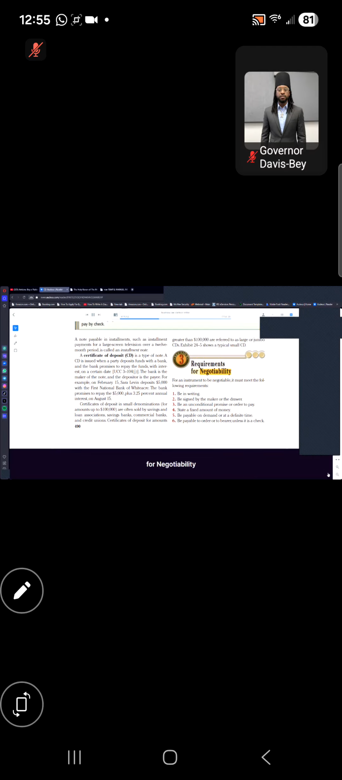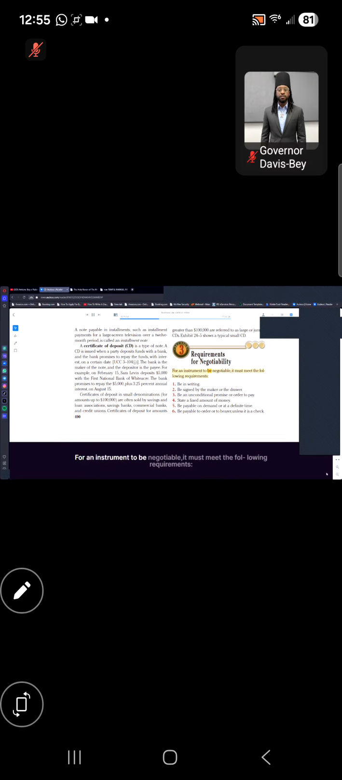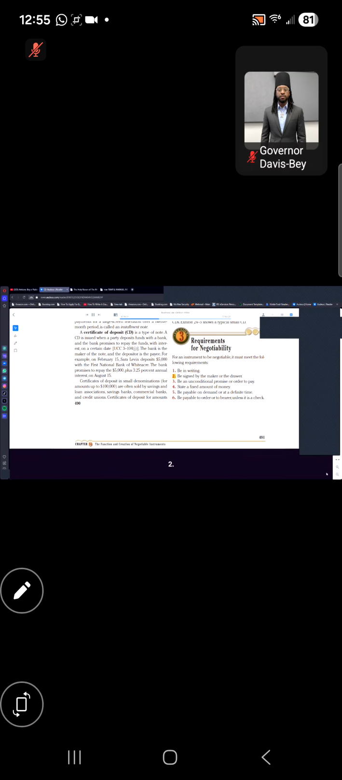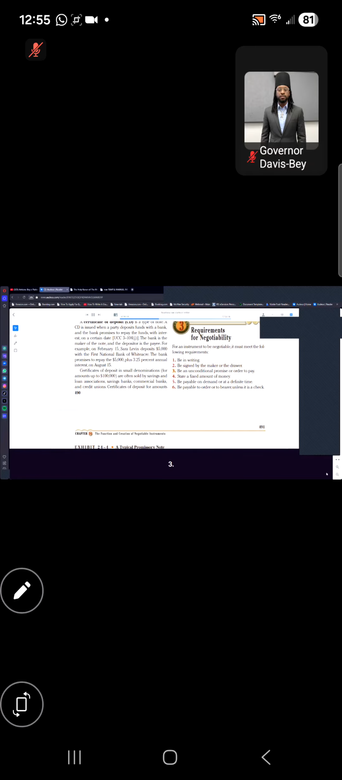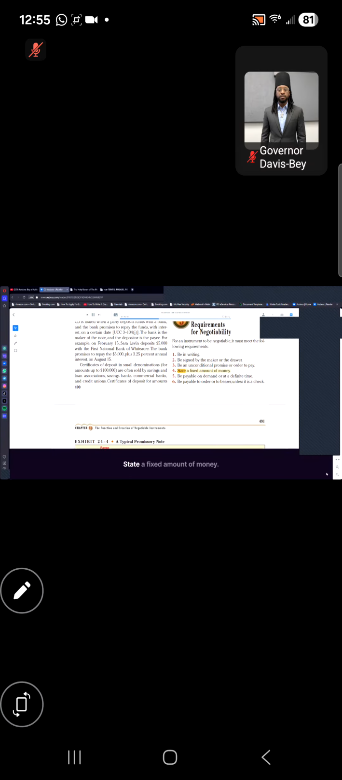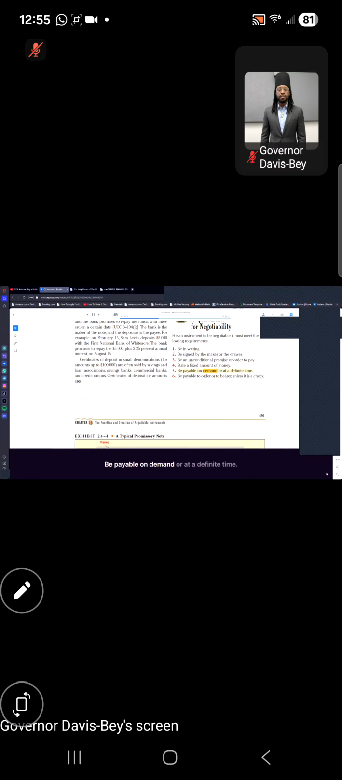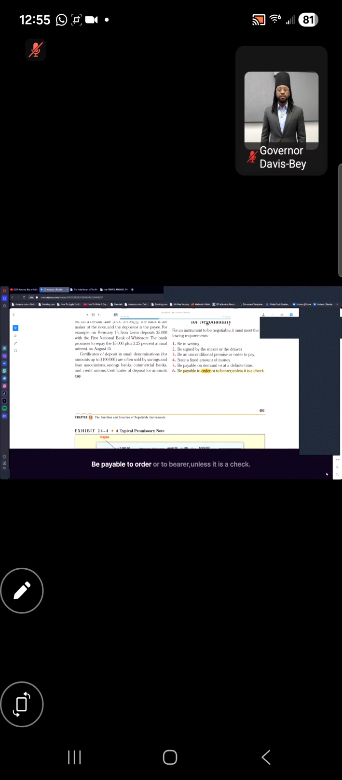Requirements for negotiability. For an instrument to be negotiable, it must meet the following requirements. 1. Be in writing. 2. Be signed by the maker or the drawer. 3. Be an unconditional promise or order to pay. 4. State a fixed amount of money. 5. Be payable on demand or at a definite time. 6. Be payable to order or to bearer, unless it is a check.